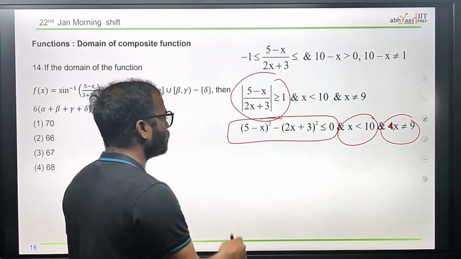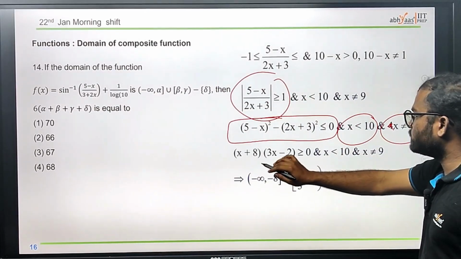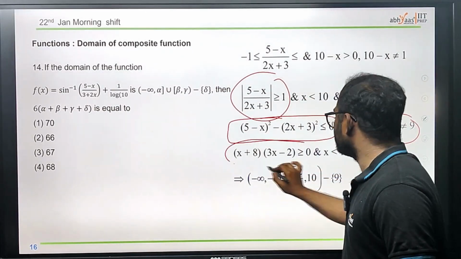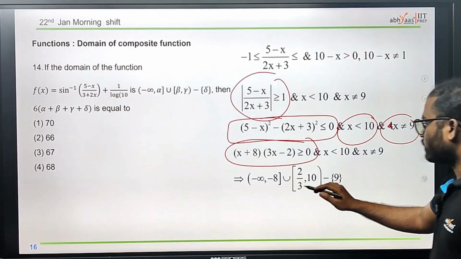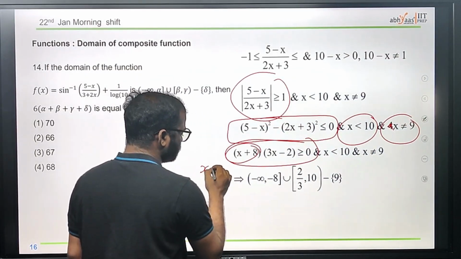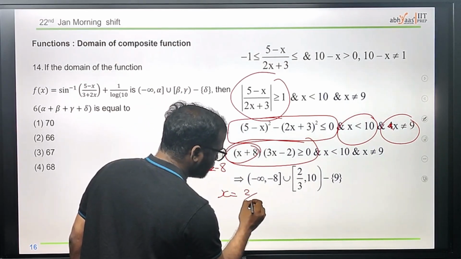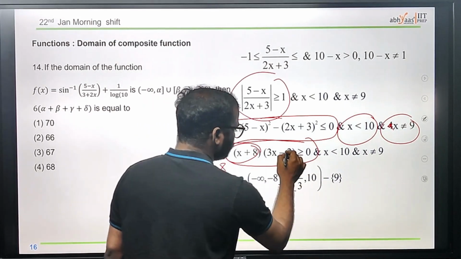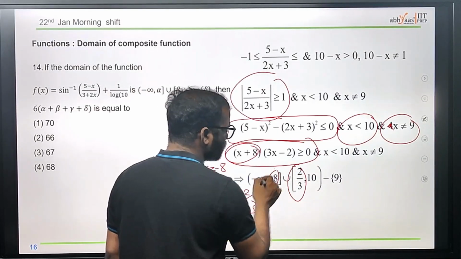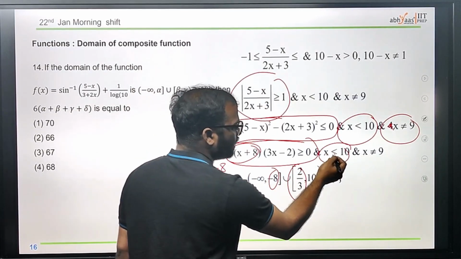Now we got this situation. Now if we do x plus 8, the simplification leads to this one and this one as well. After doing that, if we see here, x is equal to minus 8, and here x is equal to 2 by 3. 2 by 3 is included, and 8 is also included. And 10 is not included since they only gave x less than 10.